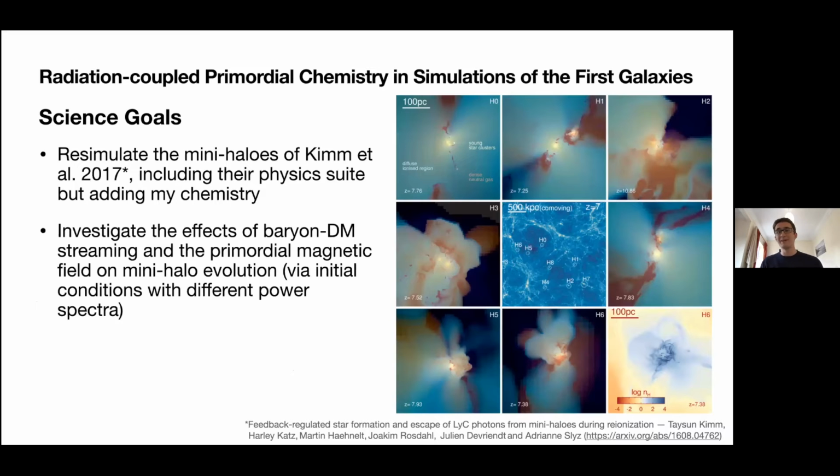So anyway, what I plan to do with the code is to resimulate a collection of dwarf galaxies that were first published by Taysun Kimm and Harley Katz and others. I think all the authors are in the room, in fact. But adding on my chemistry and revamped cooling module to see what effect this has on actual simulated galaxies rather than in theory.